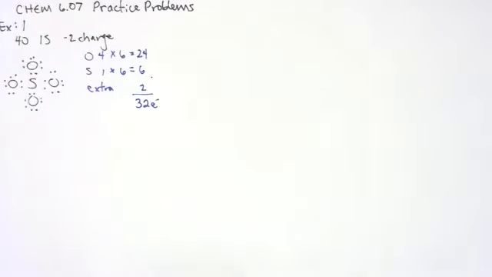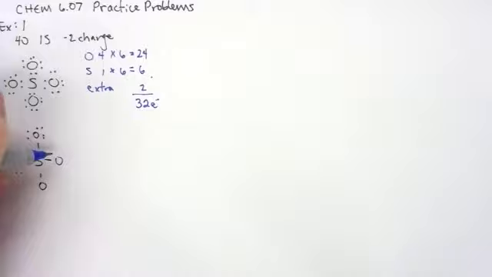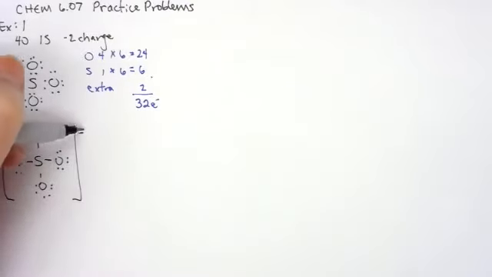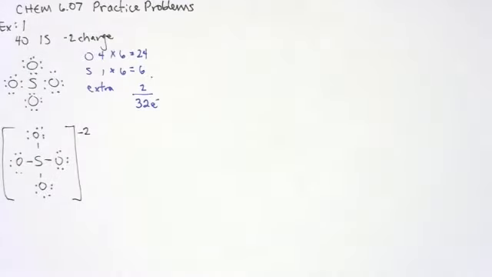All right, this structure isn't going to be too tough. When I redraw this with bonds, it's going to look like this. Because it has a charge, I have to do brackets, with the -2 outside. So now the question is, what is my hybridization and what is my geometry?